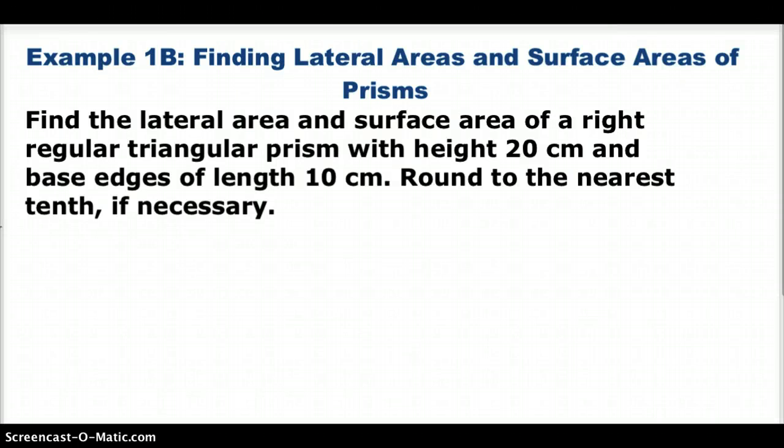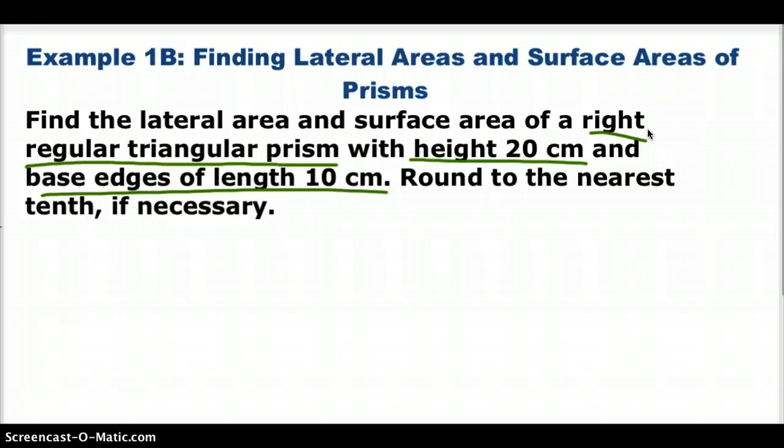All right, so this next example wants us to find the lateral area and the surface area of a right regular triangular prism with a height of 20 centimeters and base edges of length 10 centimeters, and then round to the nearest tenth if necessary. Okay, well this is a lot of things. Right regular triangular prism, okay? And it's got, again, a height of 20 centimeters and base edges of length 10 centimeters.